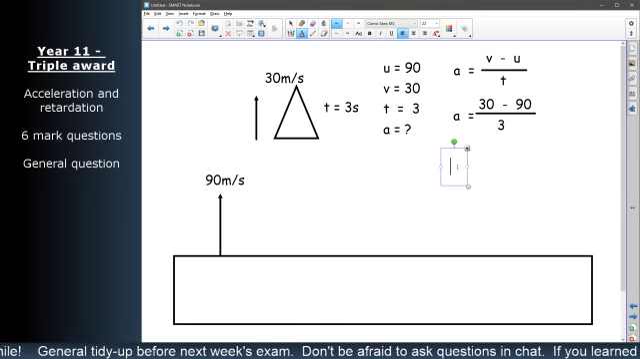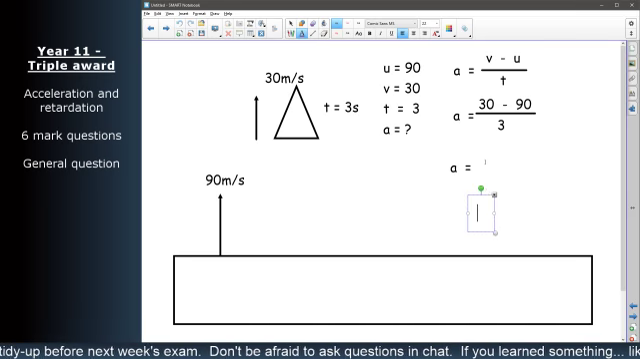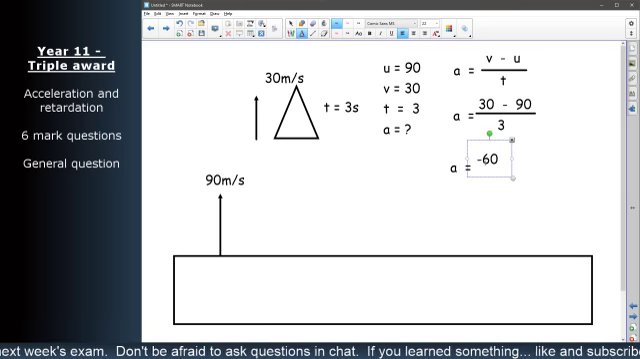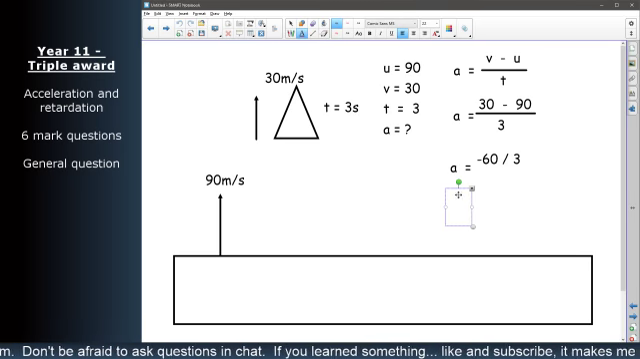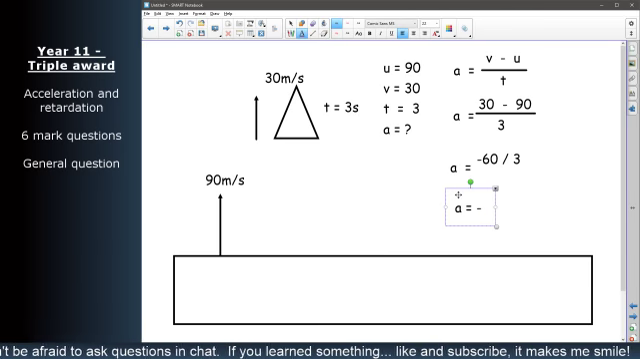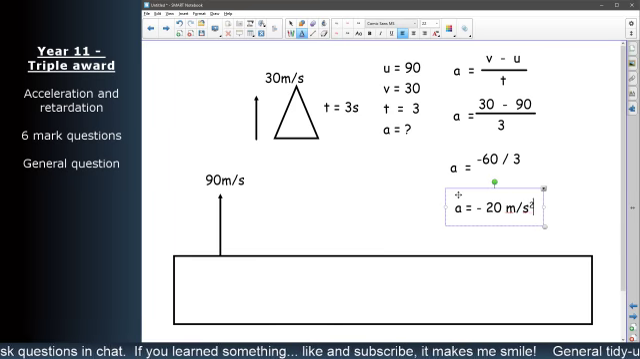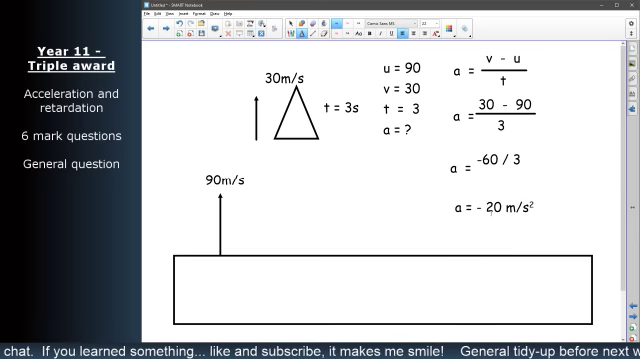Alright, so A equals 30 take away 90, which is going to be minus 60. So we get minus 60 divided by 3, which gives me then that A is equal to negative 20 meters per second squared. And what have you just found out? Well, what you found out is that this thing's changing at a rate of 20 meters per second every second.